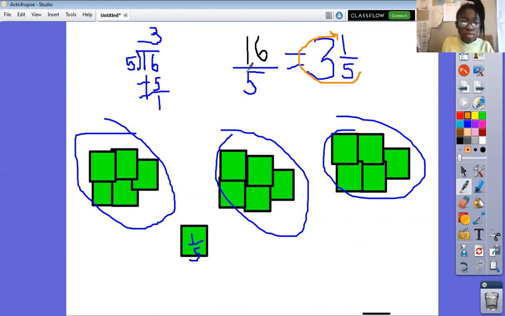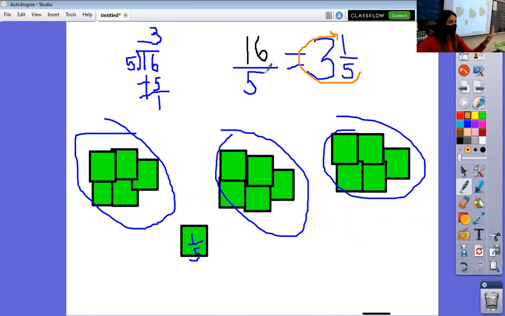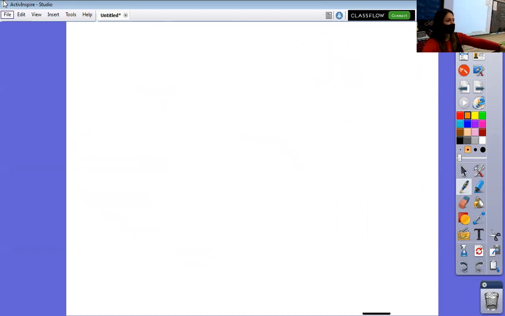Okay? Now that you know the basic rules, let's apply it to some bigger numbers, okay? So set your pile of pieces off to the side.